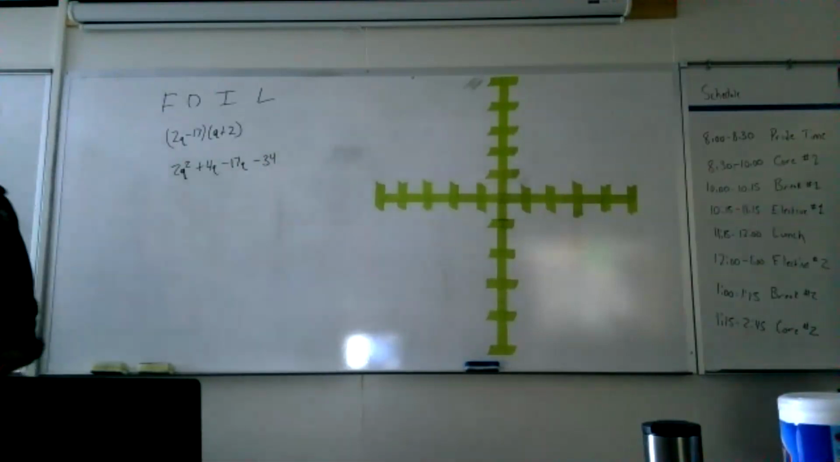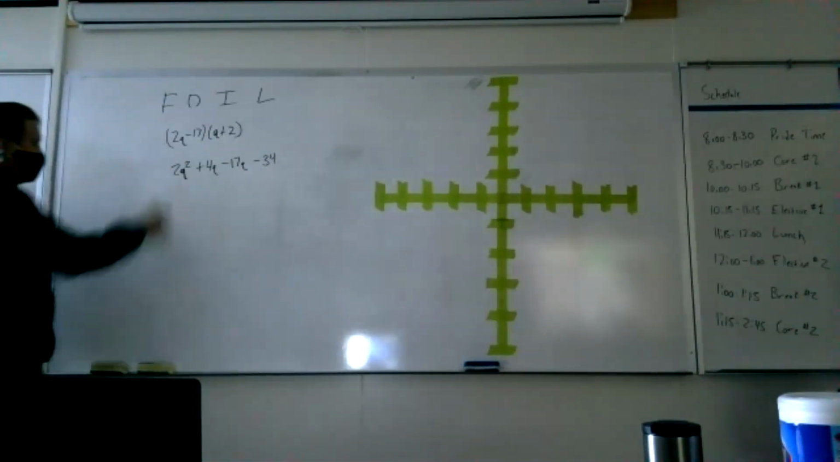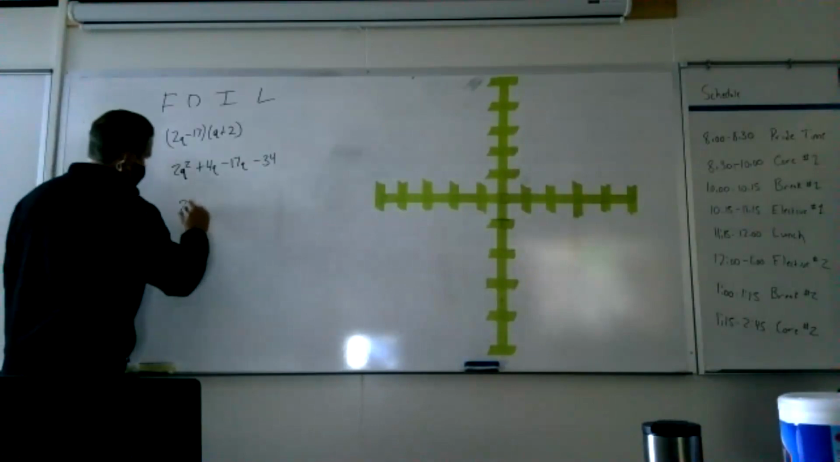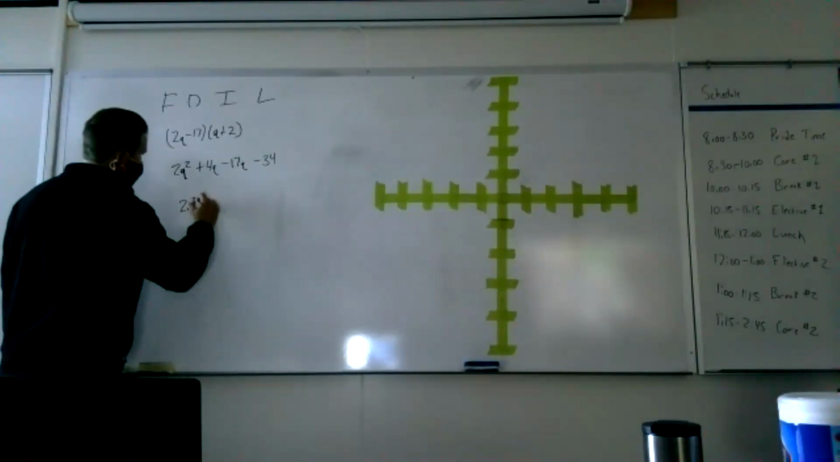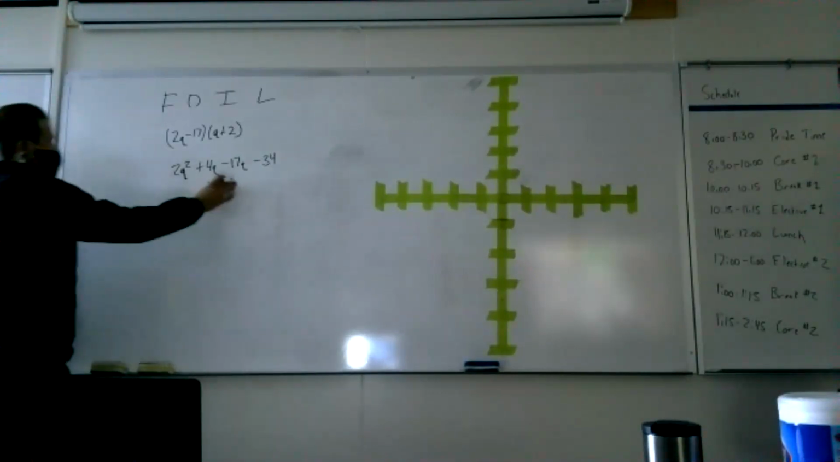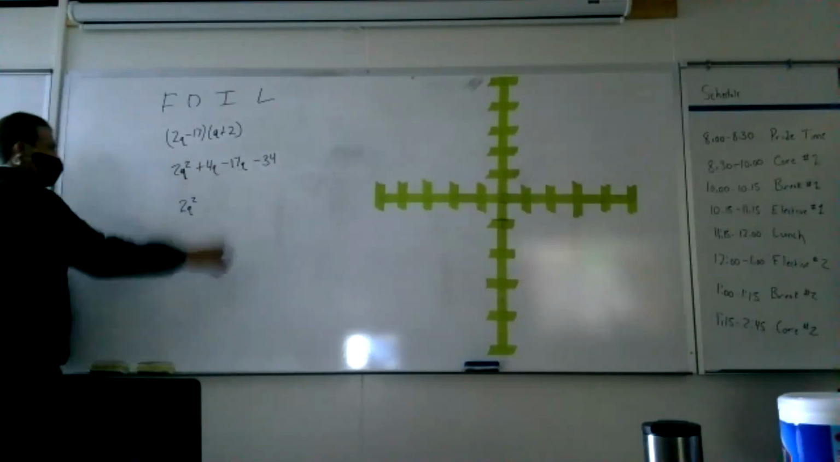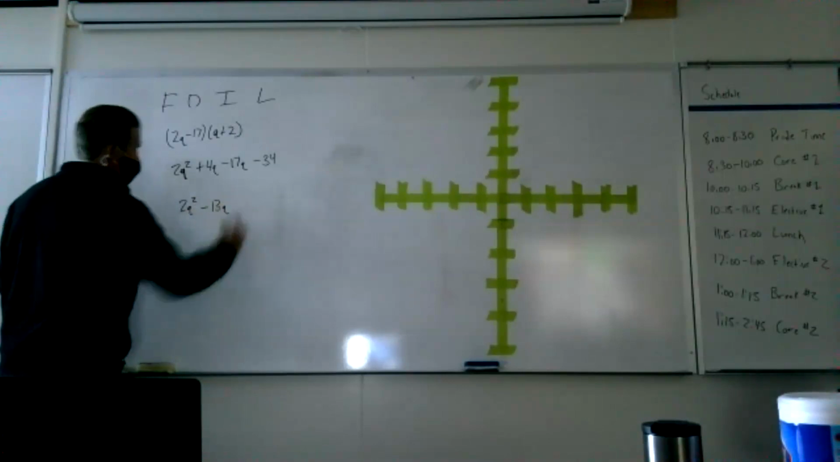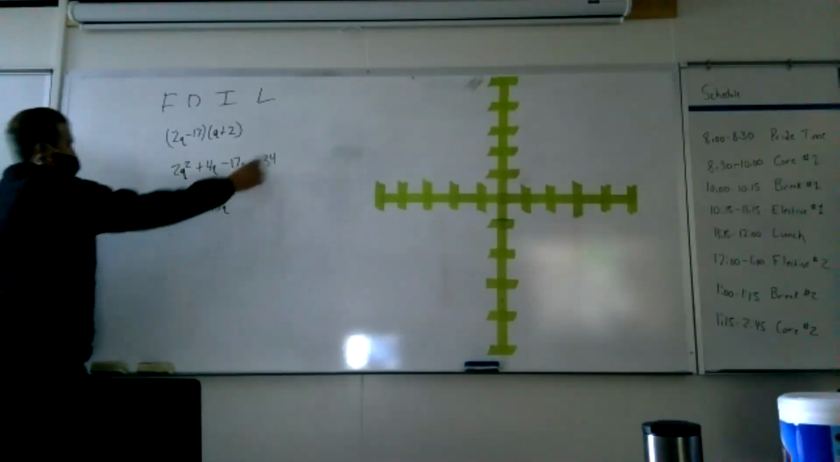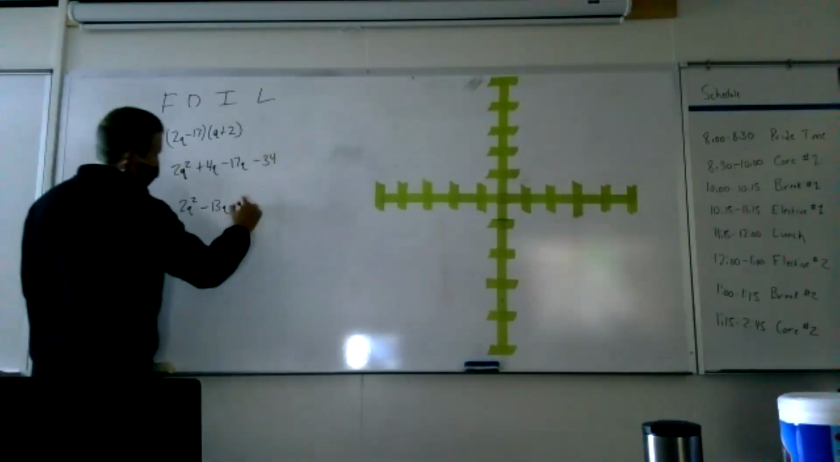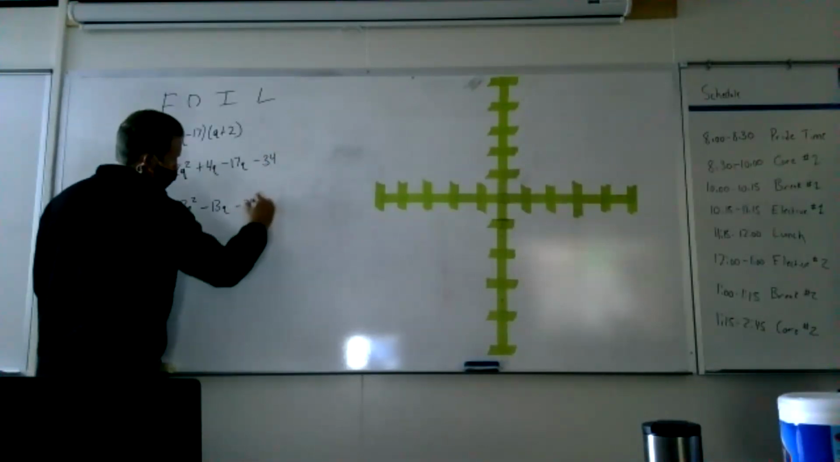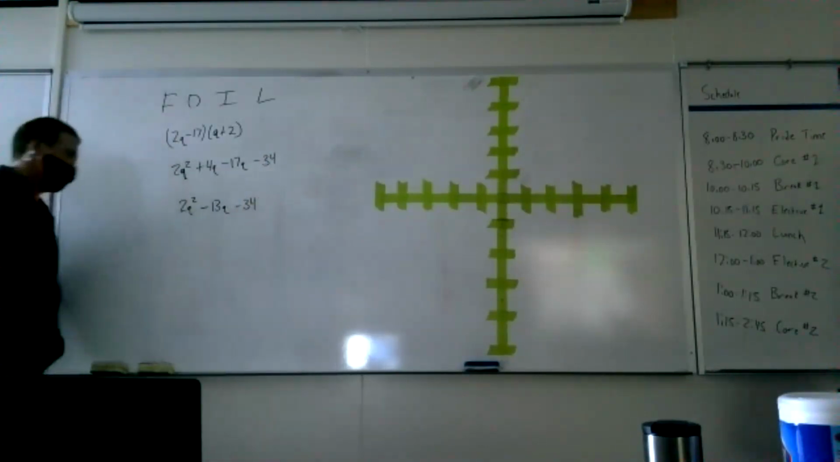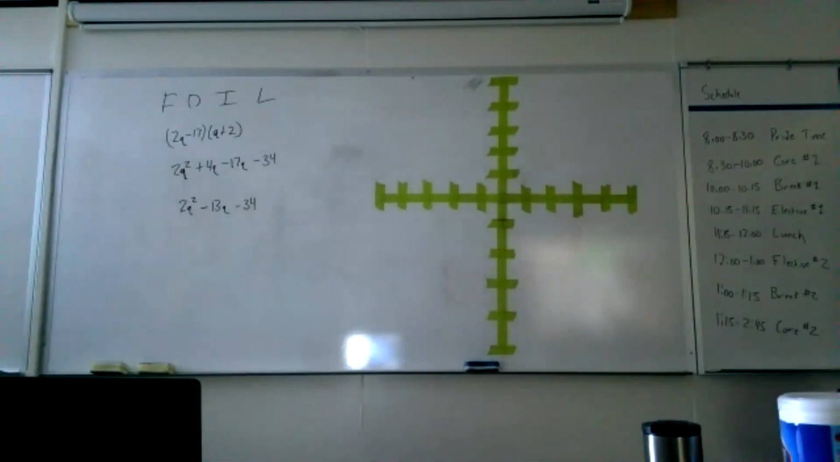Okay, now we're at the stage where we combine like terms. 2q squared, there's nothing to combine it with, so that's 2q squared. 4q and negative 17q can be combined for a negative 13q. And then negative 34, there is no other whole number or integer. So our answer is 2q squared minus 13q minus 34.